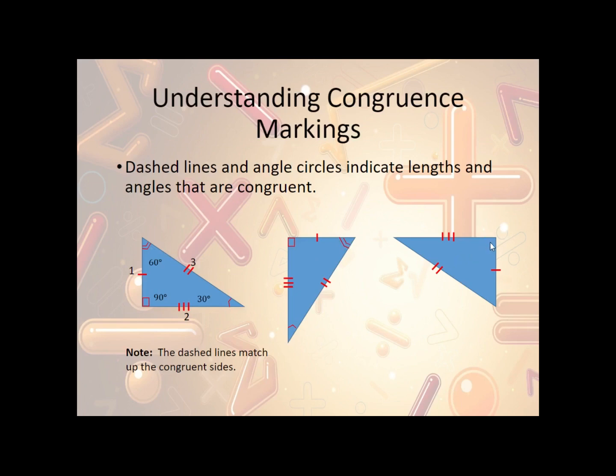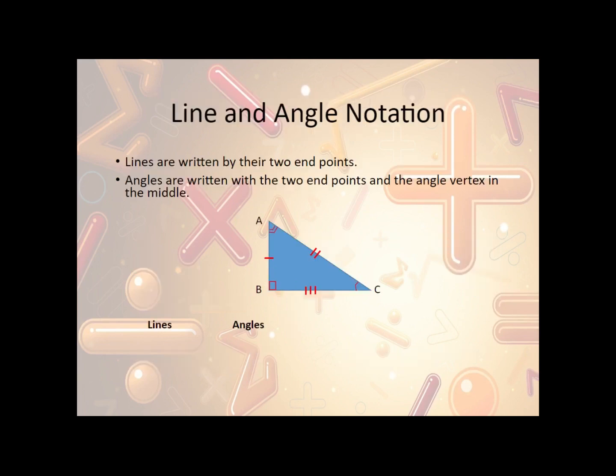And we could do it over here as well. Here's our 90. Our single arc would be here, and our double arc would be there. And again, the arcs match up the congruent angles. So we need to be able to discuss how to label each of these parts of the triangle.